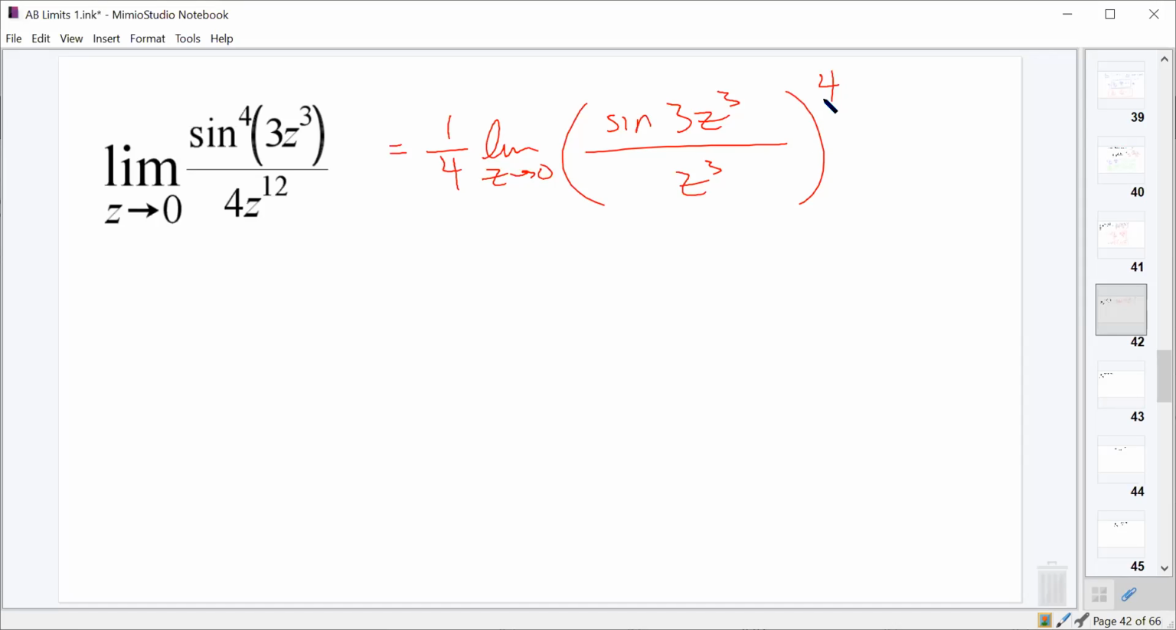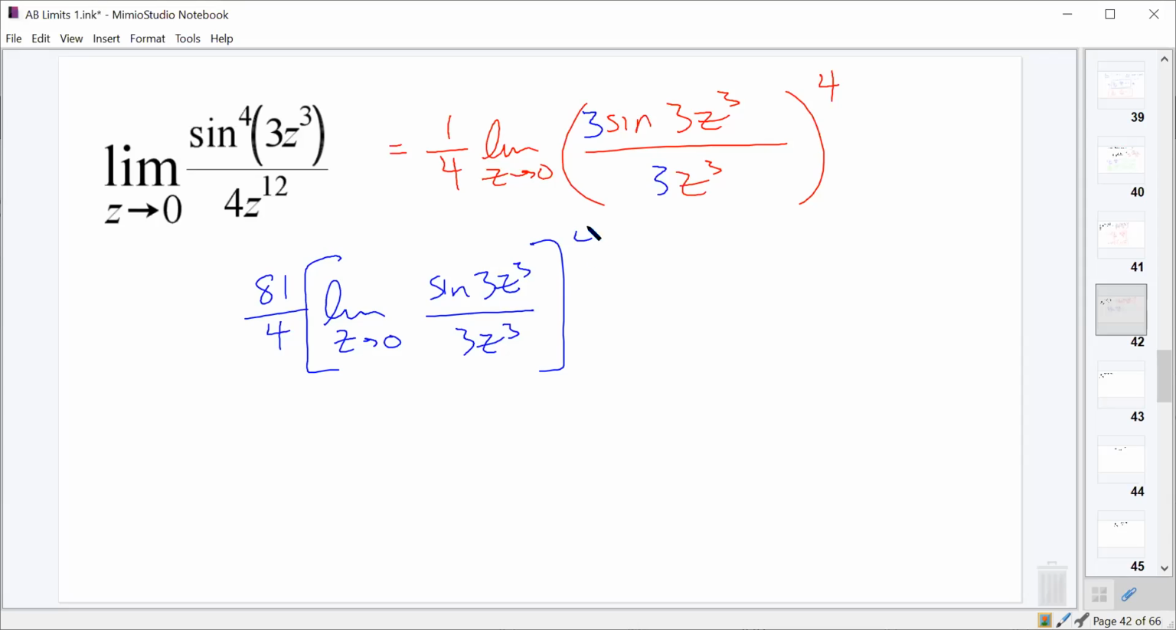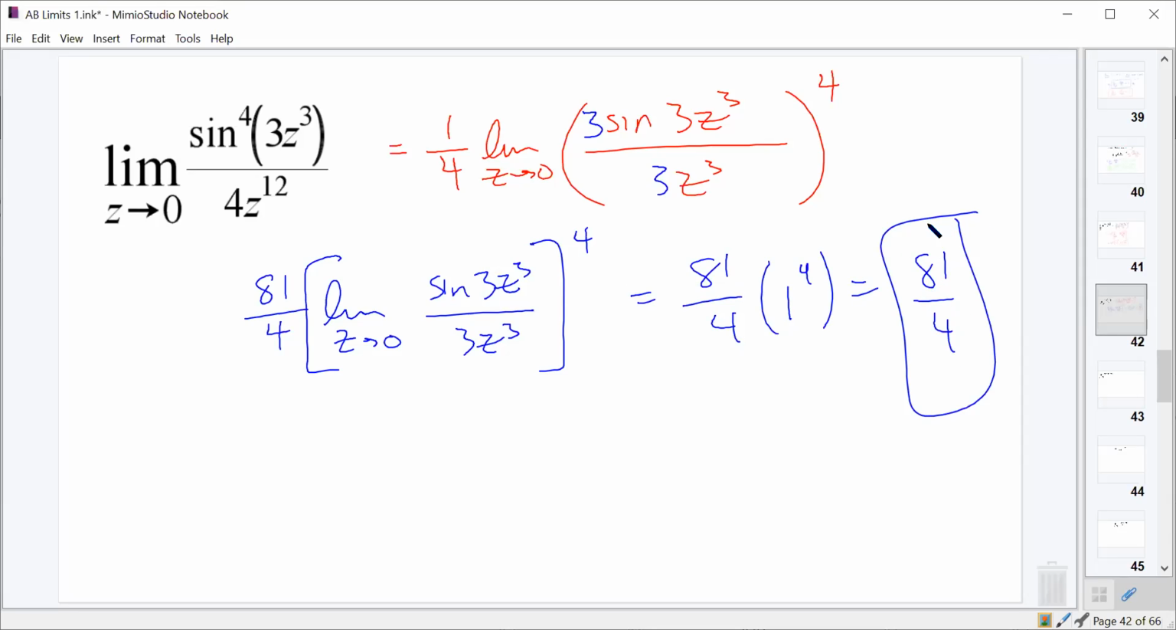Perfect. All right. So then all we need to do is throw in a 3 down here and a 3 up here. And the 3 to the 4th in the numerator gets pulled out as an 81. So we've got 81/4 the limit as z approaches 0 of sine of 3z cubed over 3z cubed, all raised to the 4th. Giving us 81/4 times 1 to the 4th, or 81/4. Do you guys get 81/4? Feel okay about that? Yeah. All right, cool. Anybody have any issues there?